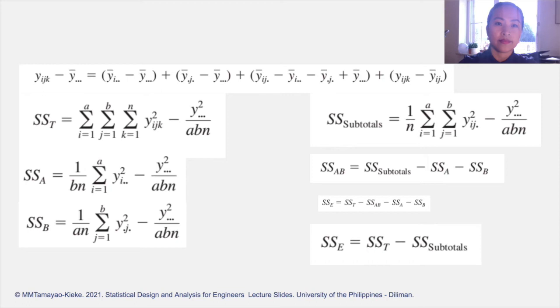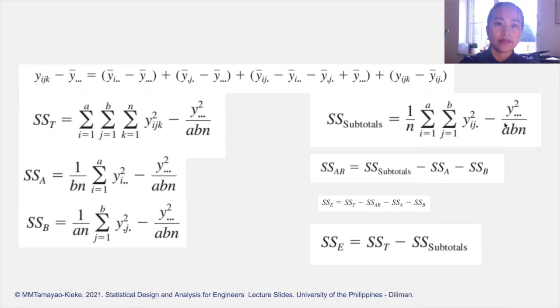Okay, I'd like to point out that the sum of squares for the interaction is equal to the sum of squares for subtotals minus the sum of squares of A minus the sum of squares of B. And the sum of squares of the subtotals is equal to 1 over n times the double summation of y sub ij dot squared, from i equals 1 to a and j equals 1 to b, minus the grand total squared over abn.